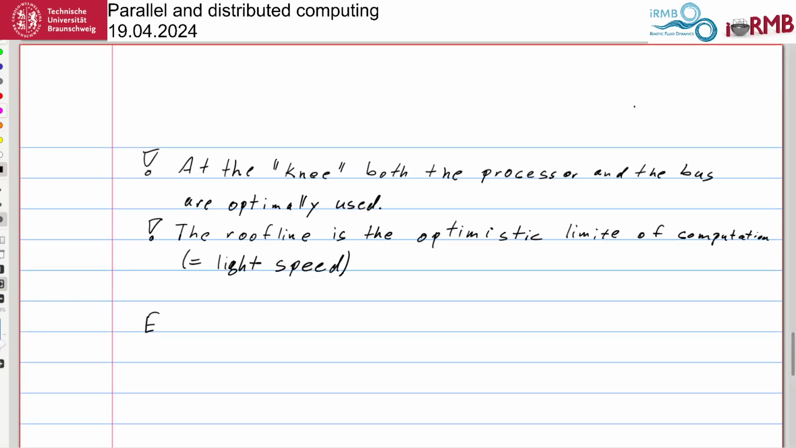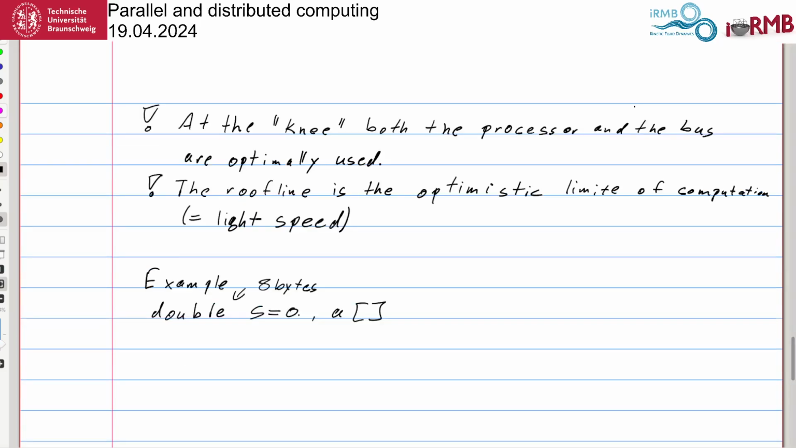Let's look at this one. Example. Okay, I write a little bit of pseudocode, which is similar to C. Say we have a double, and you remember double is 8 bytes. So say a variable s is equal to 0, probably 0 dot, and we have an array A. And now we are doing a for loop for integer i equal to 0, i smaller than n, and i plus plus. And what we do is we calculate s is equal to s plus a[i] times a[i].